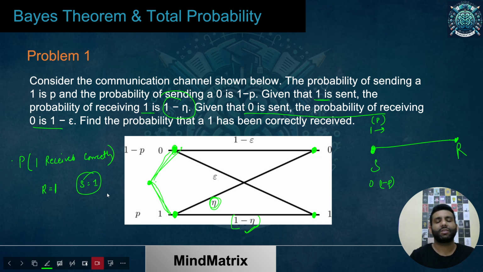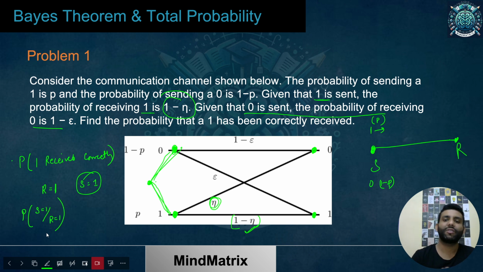Okay, because you are on the receiver end, and if you want to find out whether you have received one correctly or not, you already know that you have received one. If the send was also one, then you have received it correctly. So what exactly are you looking for? You are looking for a probability like this. What does this mean? That given you have received one, the probability that one was sent.